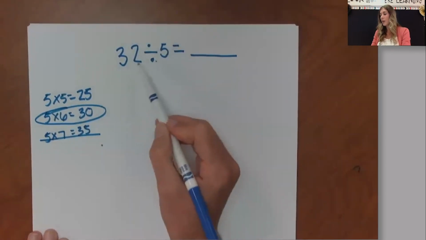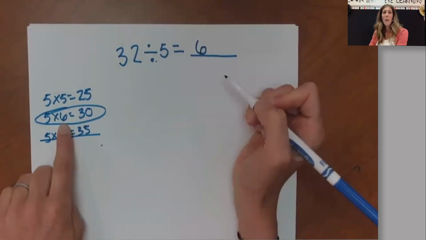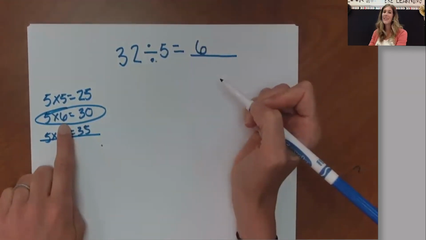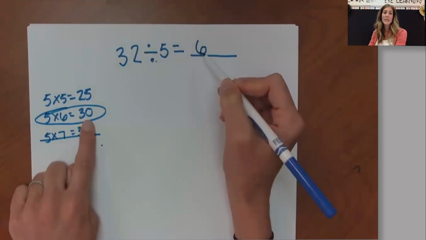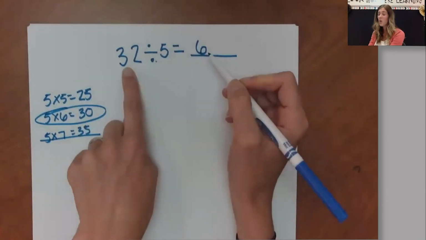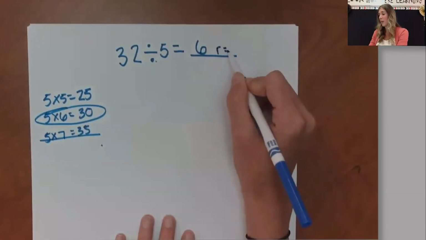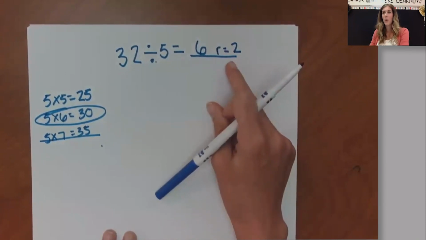So I know that 32 divided by 5 is going to be 6. But I'm going to have some soup left over that didn't split equally among the 5 people. Because when I gave each person 6 ounces of soup, I only used up 30 ounces of soup. So I still have 2 ounces of soup that are going to be left over that didn't divide or split up equally.